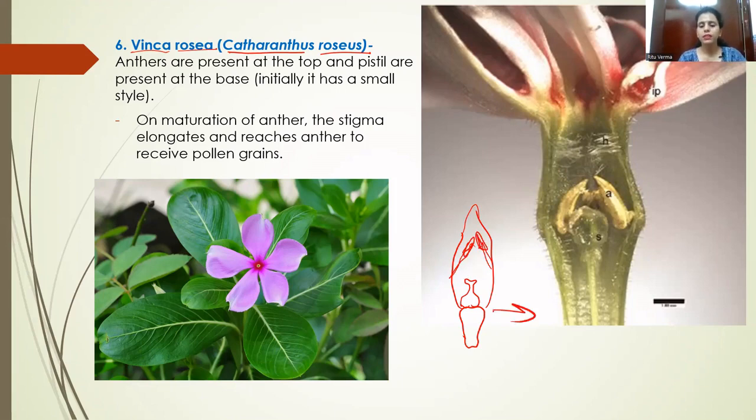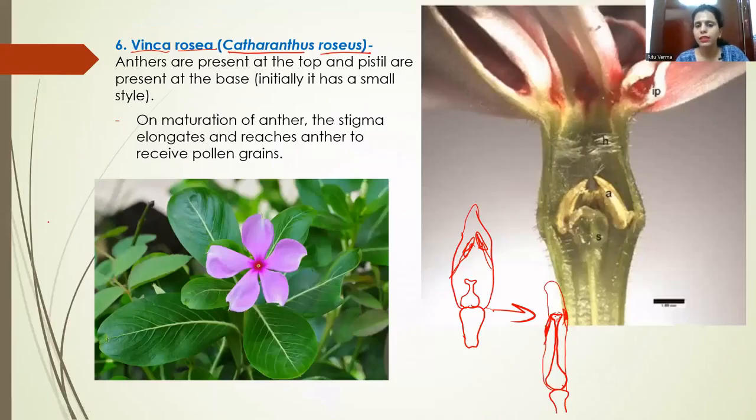Later, when the stigma and anther mature and the flower is ready for self-pollination, the length of the style increases. The style elongates and reaches near the anther, and hence from the anther it receives pollen grains for the process of fertilization.